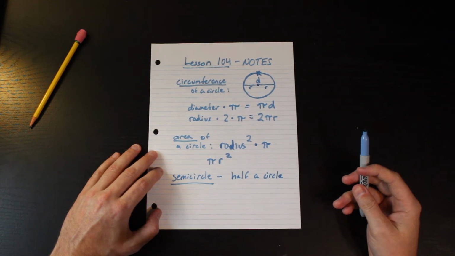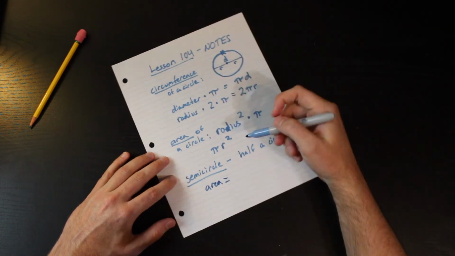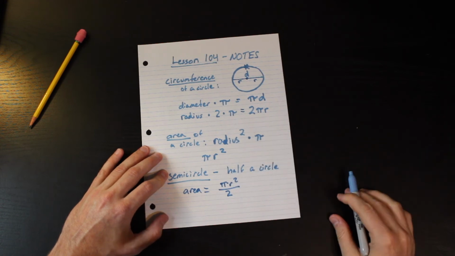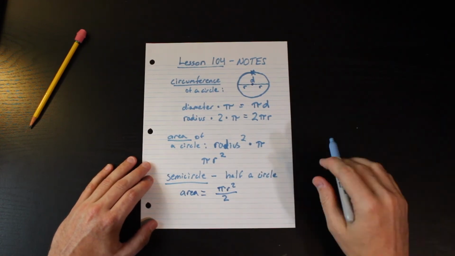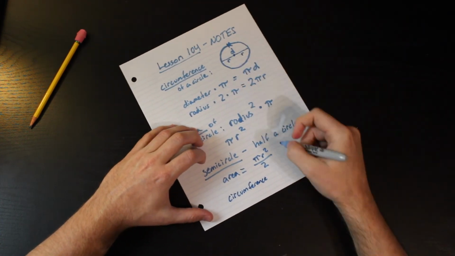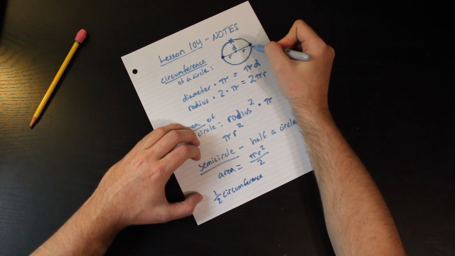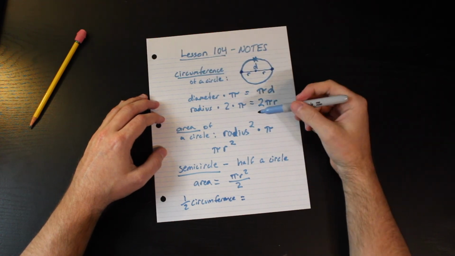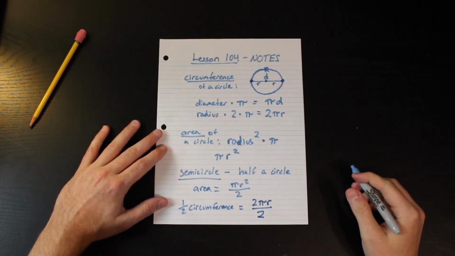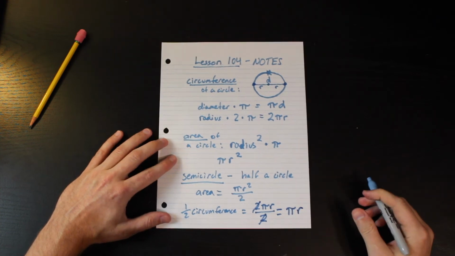To find the formula for the area of a semicircle, for instance, just take this formula for the area of a circle and divide it by 2. We have pi r squared over 2. That's it. Similarly, to find the length of the distance from here to here, which is halfway around an entire circle, we take the formula for the circumference of a circle and divide by 2. 2 pi r over 2. These 2's cancel, so the formula is just pi times r.